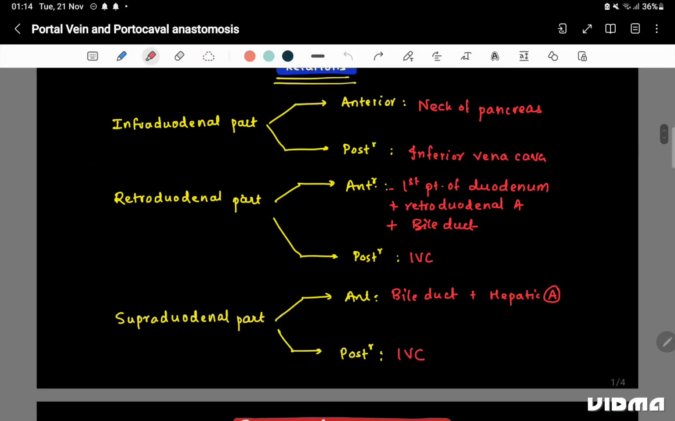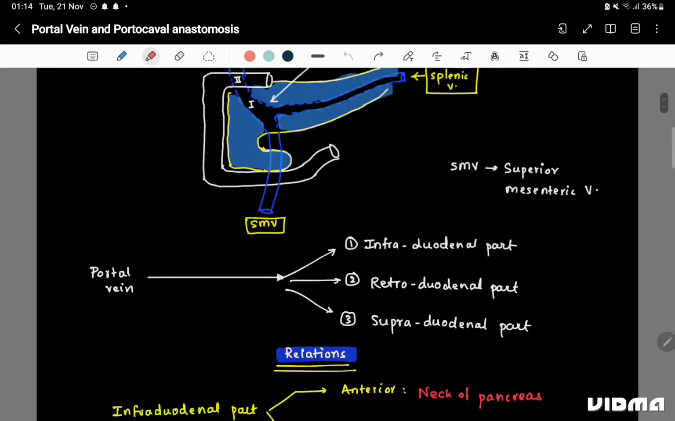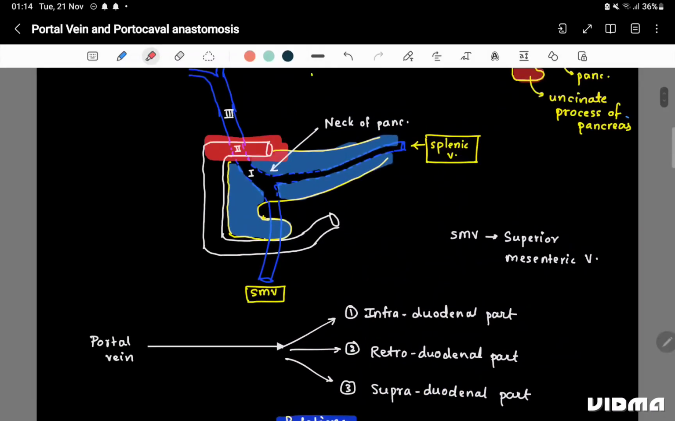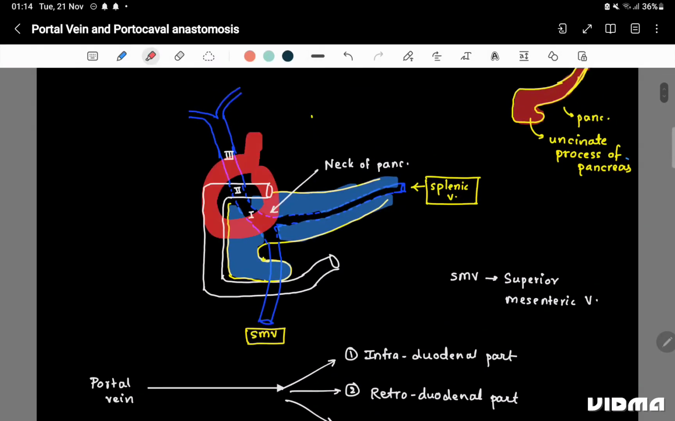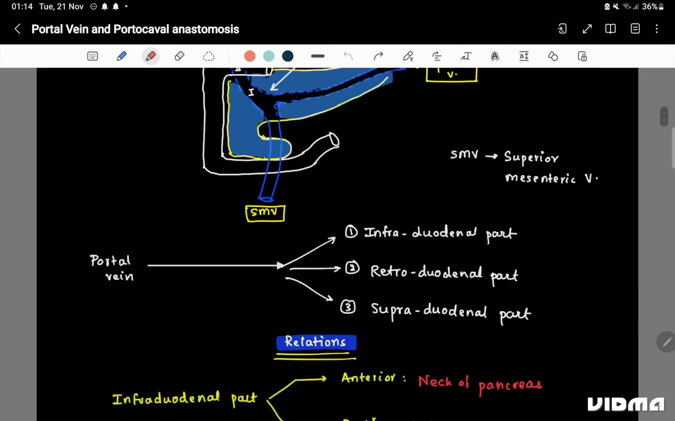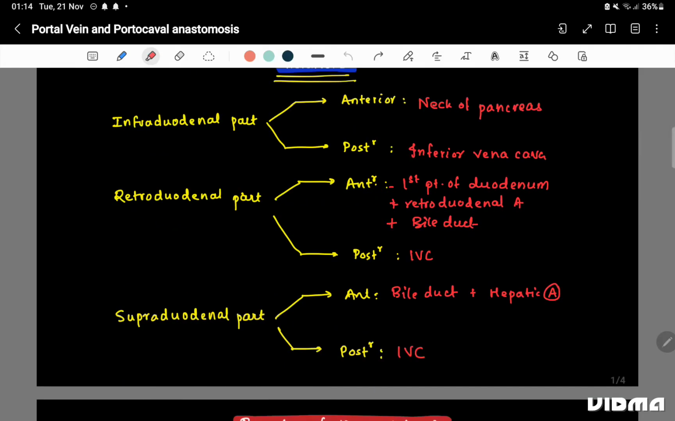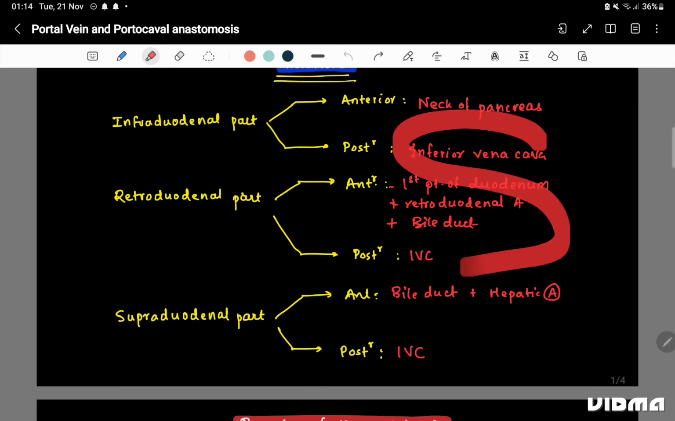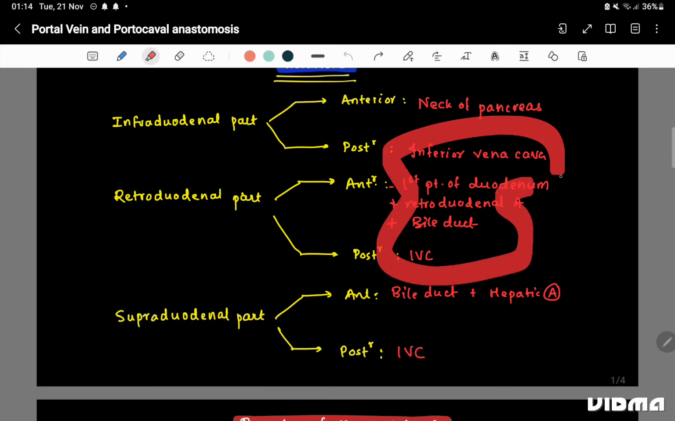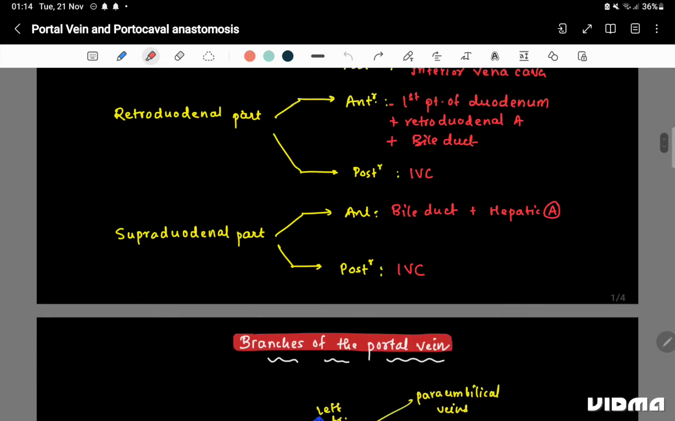Of the retroduodenal part, you have the anterior relation, that is the first part of the duodenum, the gastroduodenal artery and the bile duct. So the anterior relation is the first part of the duodenum. And here we'll see that the bile duct is present over here, and the gastroduodenal artery also. And in the posterior relation, we have again your inferior vena cava. The inferior vena cava is present posteriorly to all of this.